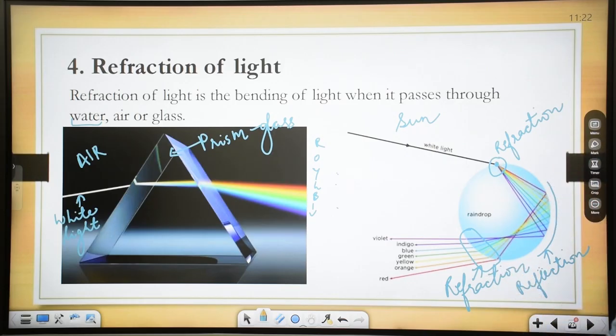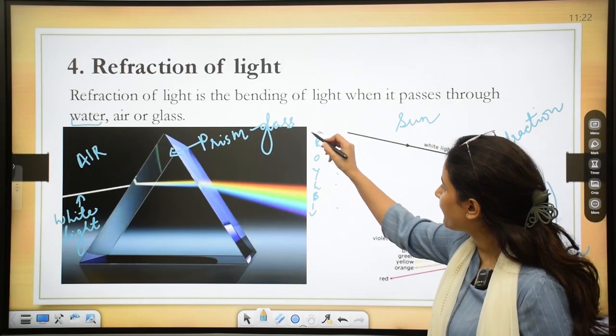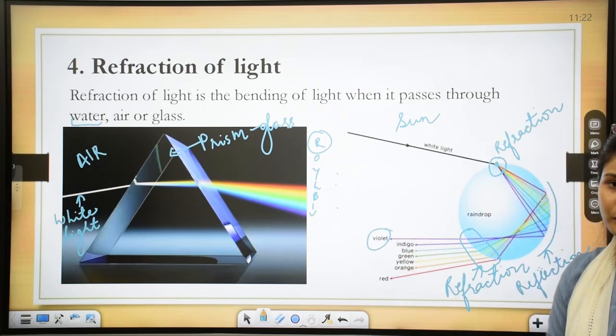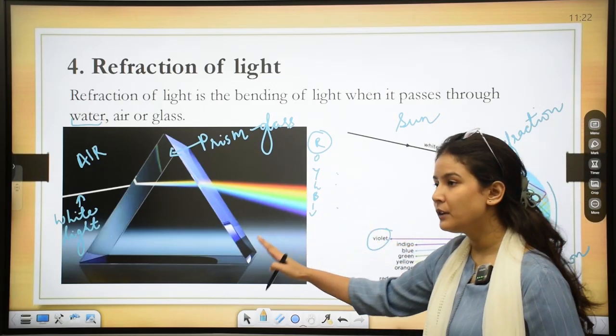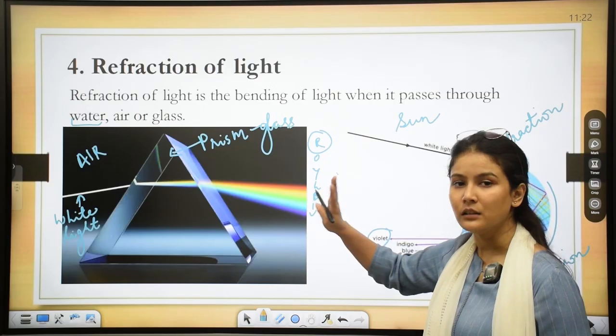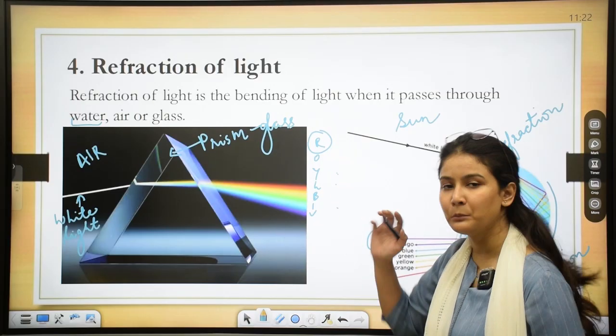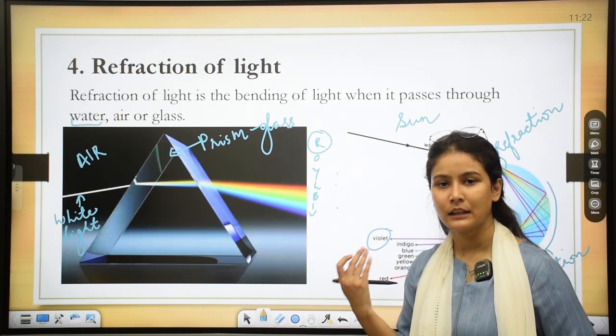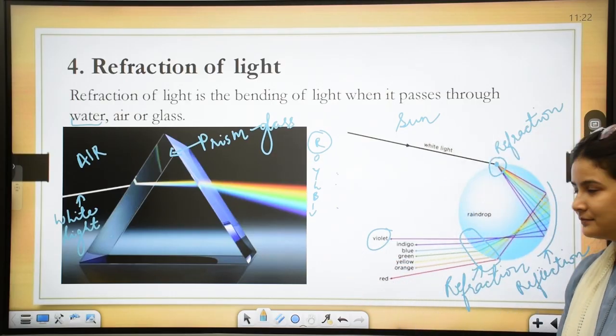Now can you see one thing? Here, red is on the top. Here, violet is on the top. So, in rainbows, any color can be on the top. It can be red or it can be violet. Why this happens, you will learn in classes.